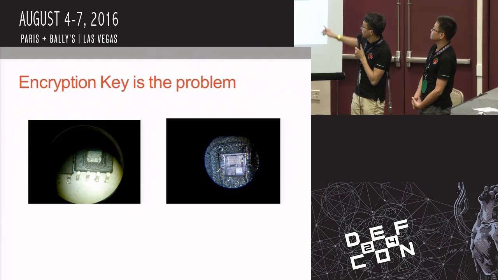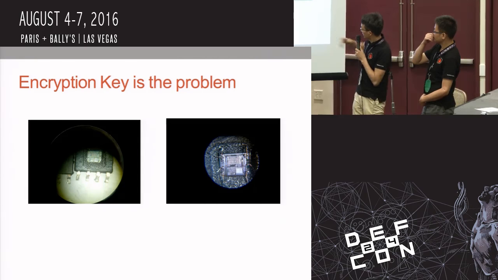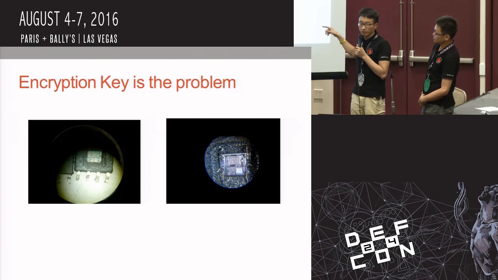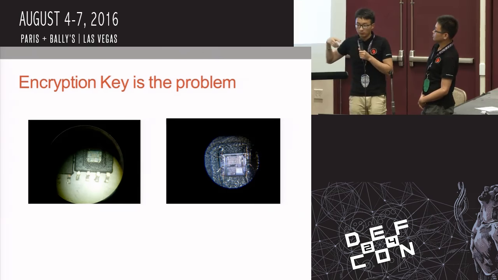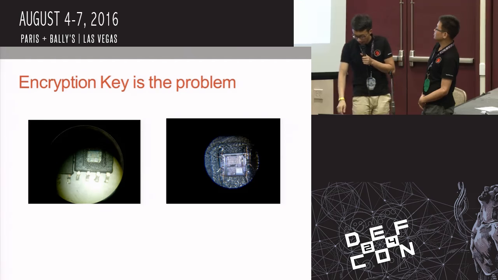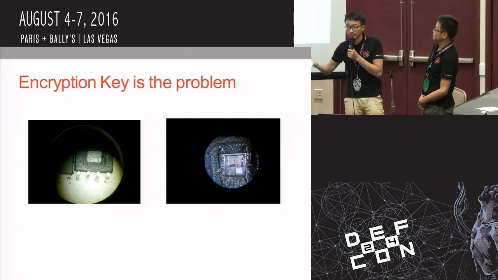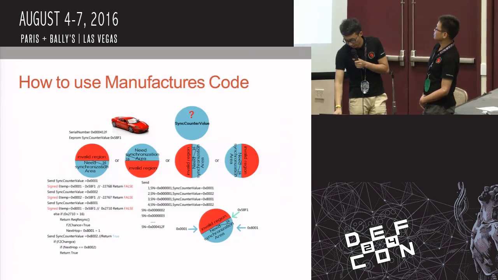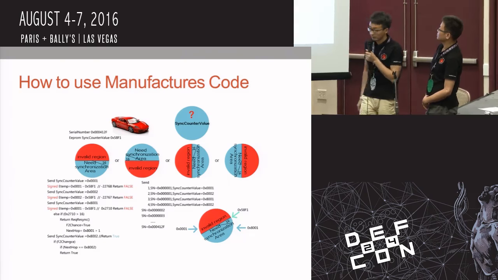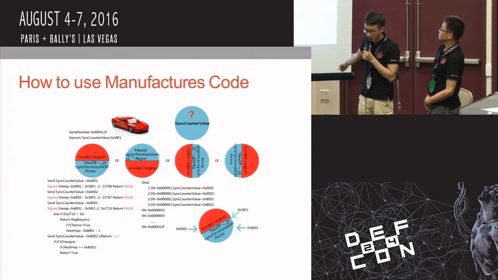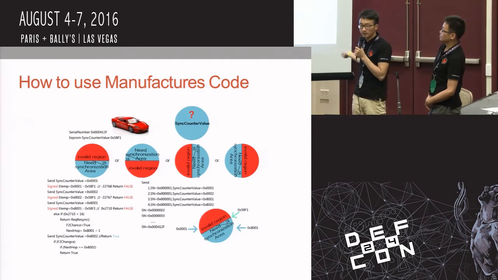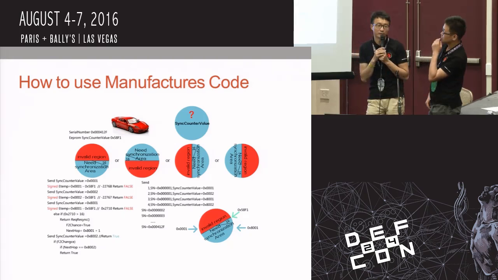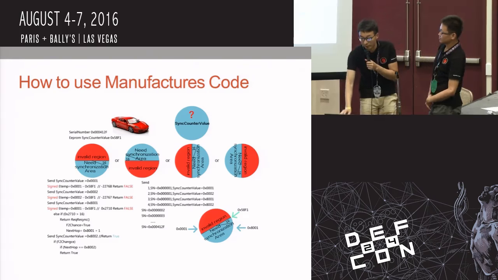Okay, so the manufacturer code, often you can get it this way. You can unsolder the flash chip from the vehicle containing the vehicle's ECU, dump its contents, and you'll find the manufacturer code in the flash chip. And once you find the manufacturer code, you can use the same method to generate the encryption key and use the encryption key to decrypt the rolling code. After you decrypt the rolling code, you can do whatever you want. So without further explanation, I think everybody can understand the consequences.